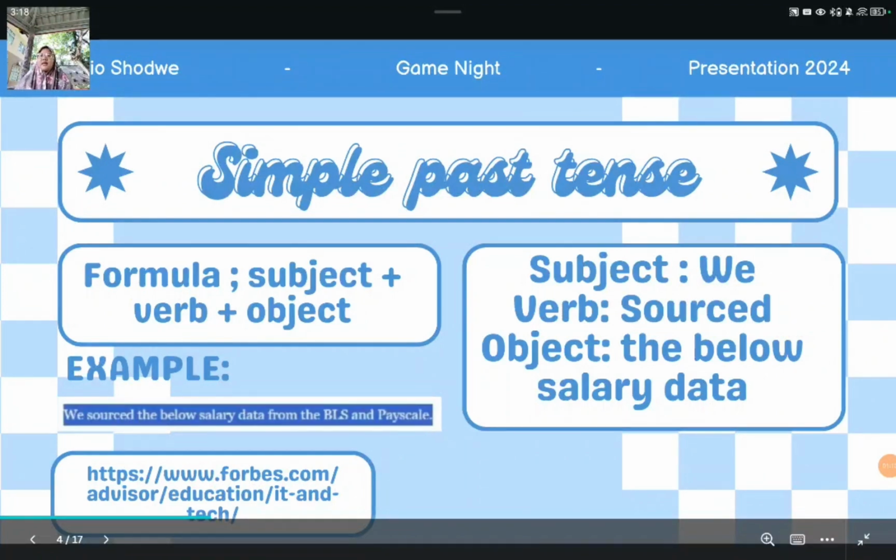From our example, we source the below salary from the BLS and PayScale. The subject for this one is we, the verb for this one is source, and the object for this one is the below salary data.